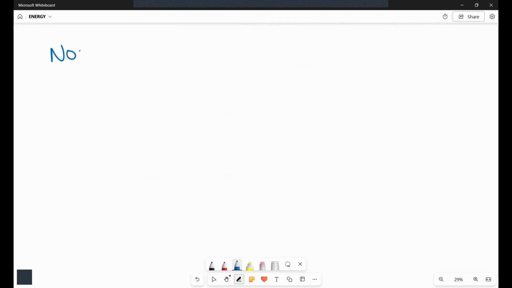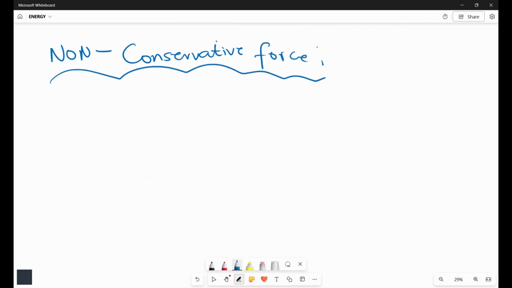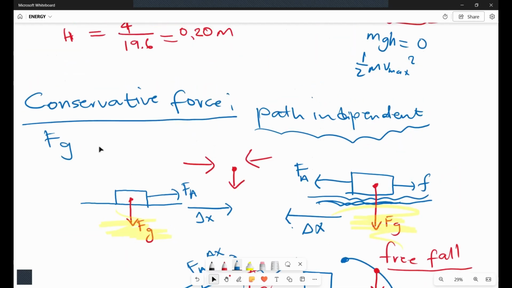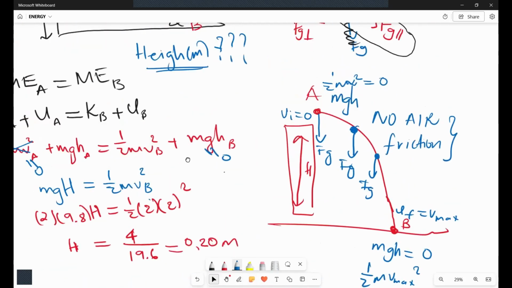I'm opposing my statement now. Non-conservative force. I hope my spelling is correct. By definition, non-conservative forces are forces for which the work done in moving an object depends on the path, or is dependent on the path. Remember that conservative force was independent. This one is dependent.